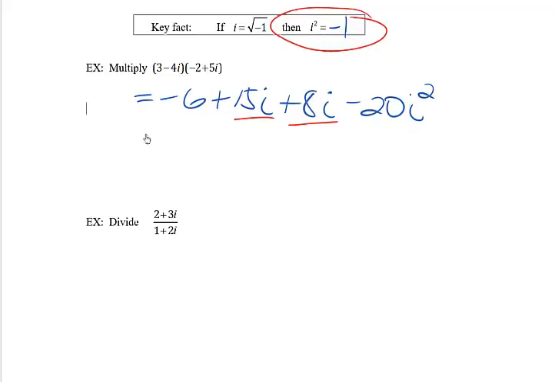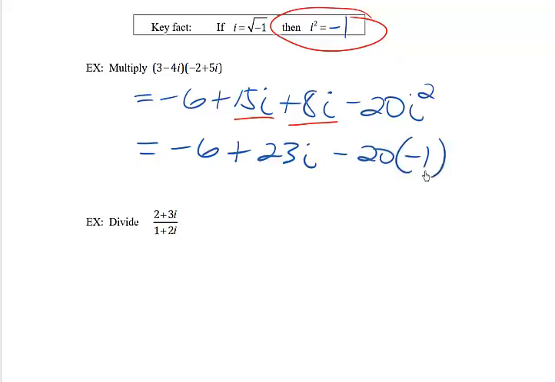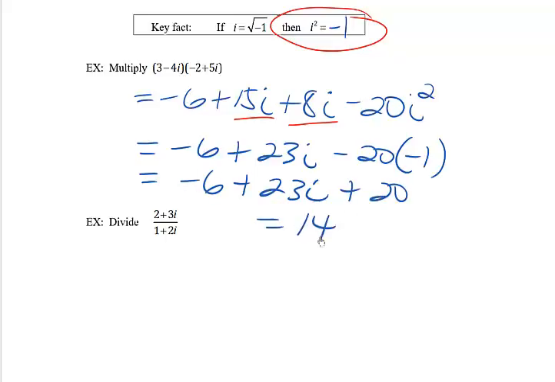So when I go to simplify here, I've got the negative 6, 15i and 8i make 23i, and then i squared can be replaced with negative 1. Well, that means that term at the end simply becomes plus 20, which means it's now a like term with the first term. Negative 6 plus 20 is 14 plus the 23i, and I'm done. I have to have a final answer that looks like a plus bi.